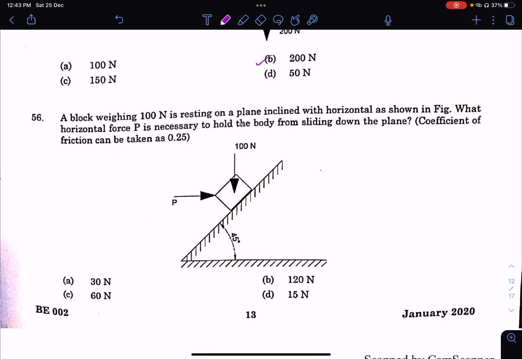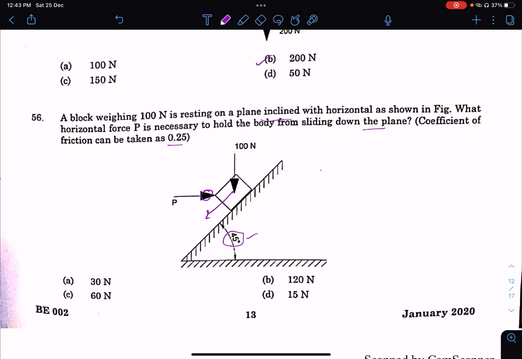A block weighing 100 Newton is resting on an inclined plane inclined with the horizontal as shown in the figure. So this is inclined at 45-degree angle. What horizontal force P is necessary to hold the body from sliding down the plane? Coefficient of friction can be taken as this one. So the body will try to slide down in this direction. So we have to find out P.